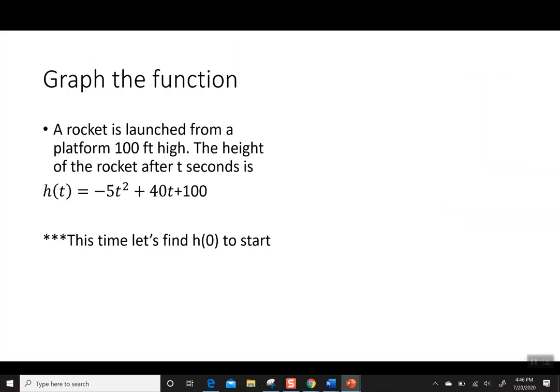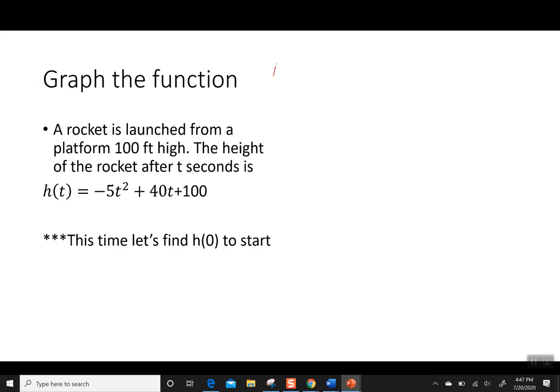So I have one more application for us. Here I have a rocket is launched from a platform 100 feet high. The height of the rocket after t seconds is h of t is negative 5t squared plus 40t plus 100. So I want to graph this. We know it's a quadratic because it's squared. It doesn't matter that it's t, x, t, whatever the variable is, it being squared says it's going to be a quadratic.